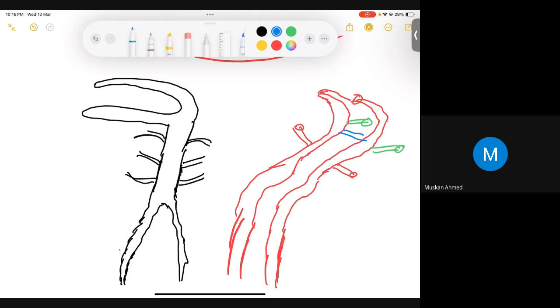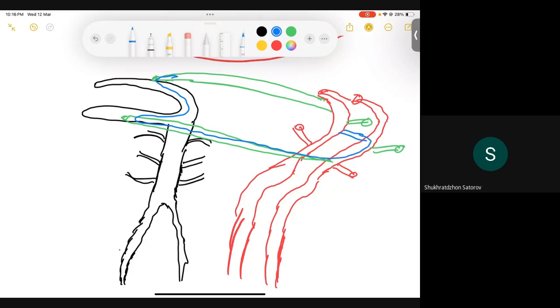Then we have the posterior communicating artery as well, which is going to communicate this internal carotid with your posterior cerebral arteries, right? They are basically known as the posterior communicating artery. They are communicating the internal carotid system with the vertebral system. Is that clear? So you guys can see it has formed a circle, right? It is a circle, right? So let me just call it the circle of Willis.